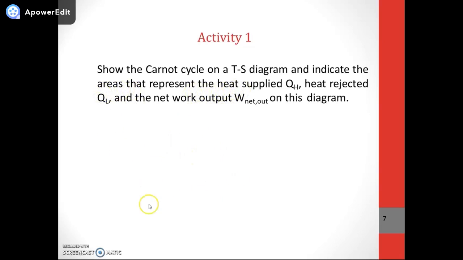Can you identify that, and make sure you label QH, the heat rejected QL, and the net work output. Where can you get the net work on this TS diagram? Where is your work net out? Now, can you try this?